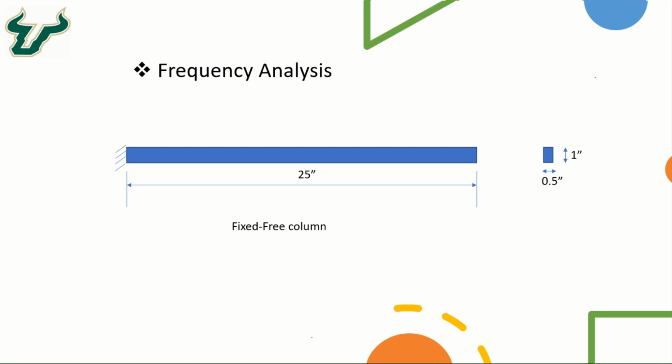SOLIDWORKS. So as you can see, this fixed free column is fixed on one end and free on the other end. The length is 25 inches long, and the cross section is rectangular, ½ inch by 1 inch. And depending on what the orientation of the beam is, it's going to have multiple modes of natural frequencies in either XY plane or XZ plane. And you will have different amplitudes of vibrations.